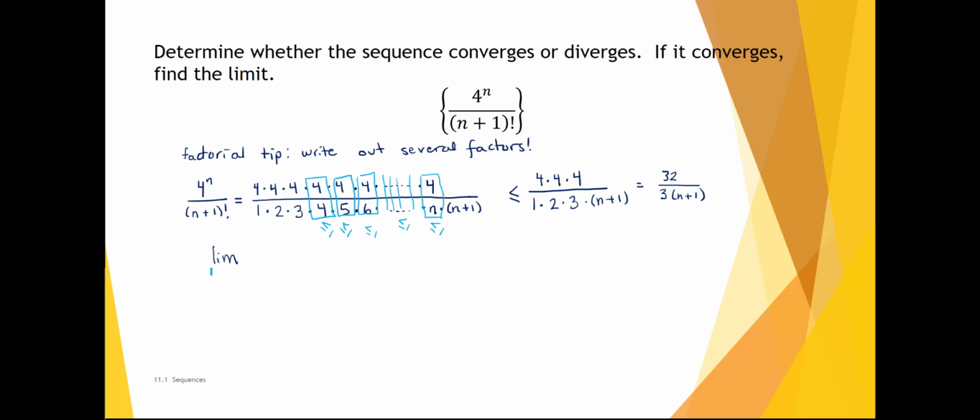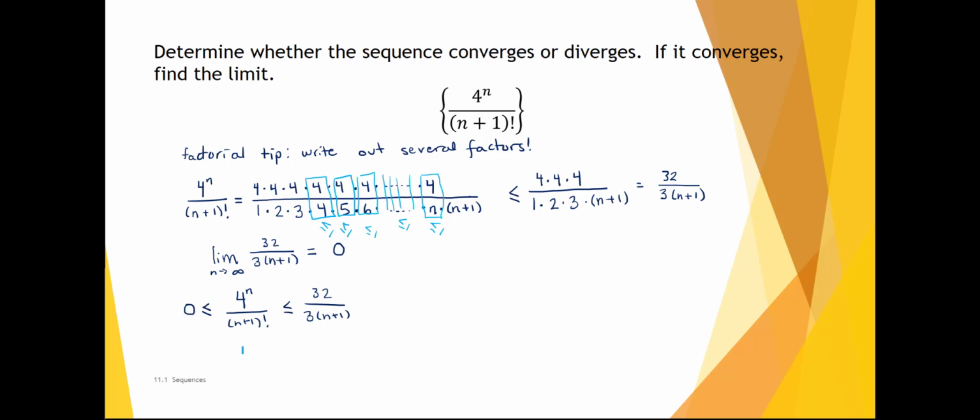So we can think about the limit as n approaches infinity of 32 divided by 3 times n plus 1. And because the denominator gets larger and larger as n approaches infinity, the fraction gets smaller and smaller and approaches 0. So we know that 4 to the n power divided by n plus 1 factorial is less than or equal to 32 divided by 3 times n plus 1.